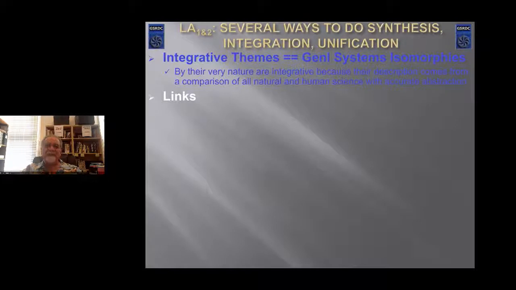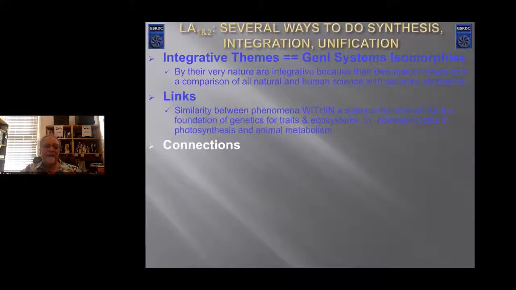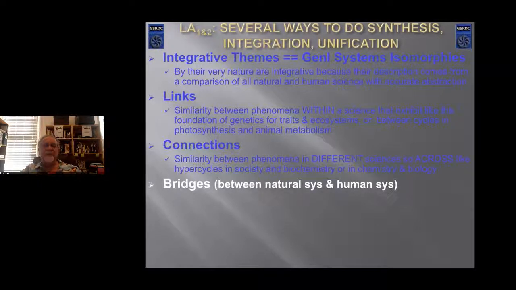But we don't use just isomorphies. We also blend in links. Links are similarities between phenomena within a science, like those that exhibit the foundation for genetics for traits in ecosystems, or cycles in photosynthesis and animal metabolism. Both of those are in biology, but they have commonalities. Connections were similarities between phenomena in different sciences, so across things like hypercycles in society and biochemistry, or in chemistry and biology. So that's a connection between sciences.